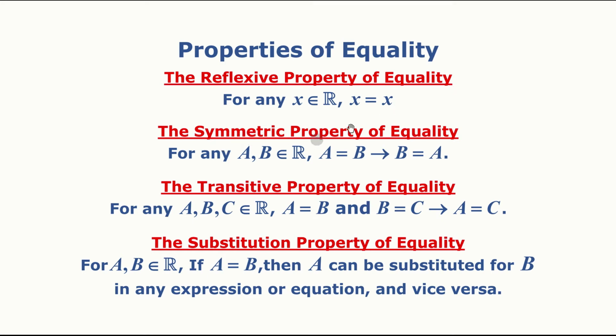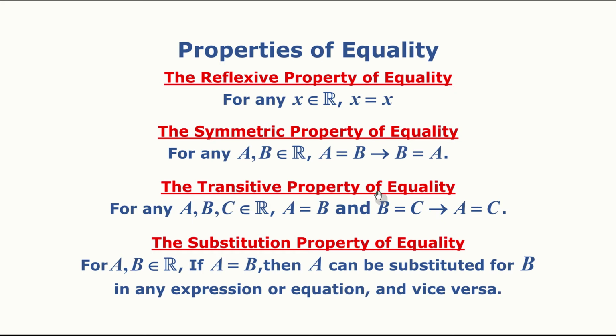The symmetric property of equality tells you that if two numbers are equal, like a equals b, that's going to imply that b equals a as well. So again, there's a symmetry going on here. We call it the symmetric property of equality.